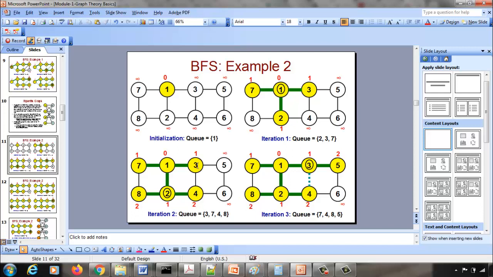So DQ, and 3 comes out of the queue. 4 is already in the queue, so the only neighbor that has not been visited yet is vertex 5. So label the edge as a 3 edge, mark it as visited, set its level number to be 1 more than the level number of node 3, so it becomes 2. So add 5 to the queue. 3 is out of the queue, so 7, 4, 8, 5 are in the queue. Now 4 is a neighbor that has already been visited, so label the edge between 3 and 4 as a cross edge.